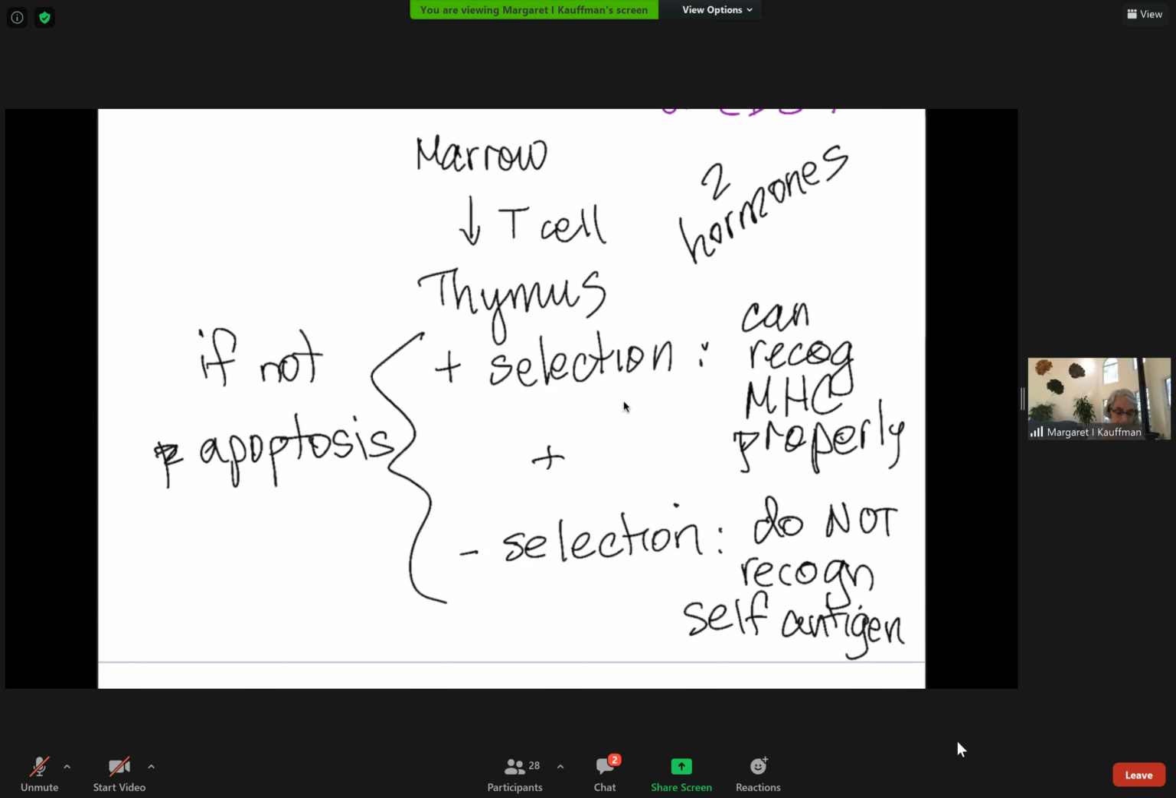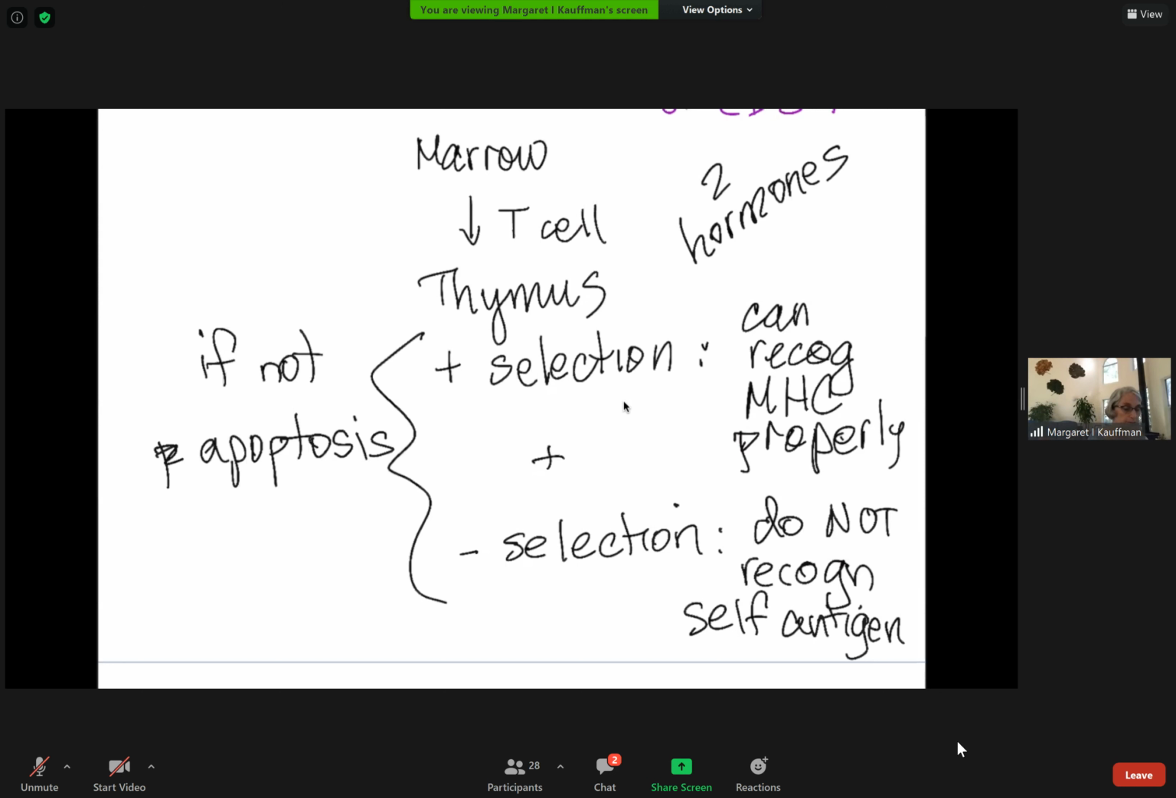So we will shortly get to the helper T cell. That's where we're going briefly next, and talk about how those helper T cells act. Okay, so once they leave, they are now immunocompetent.